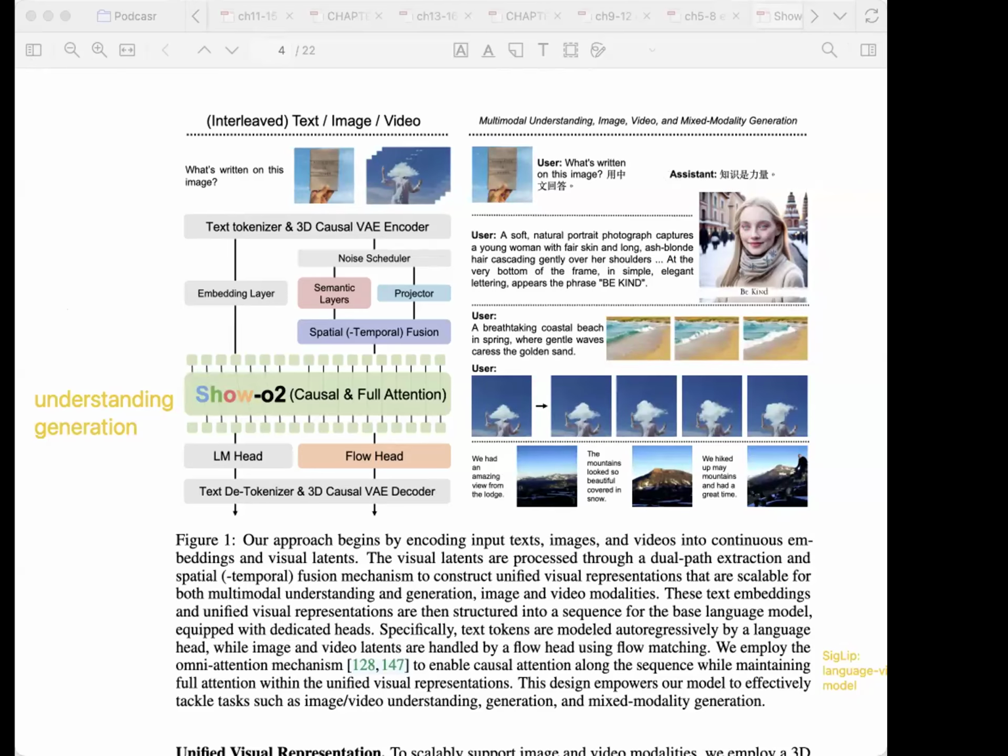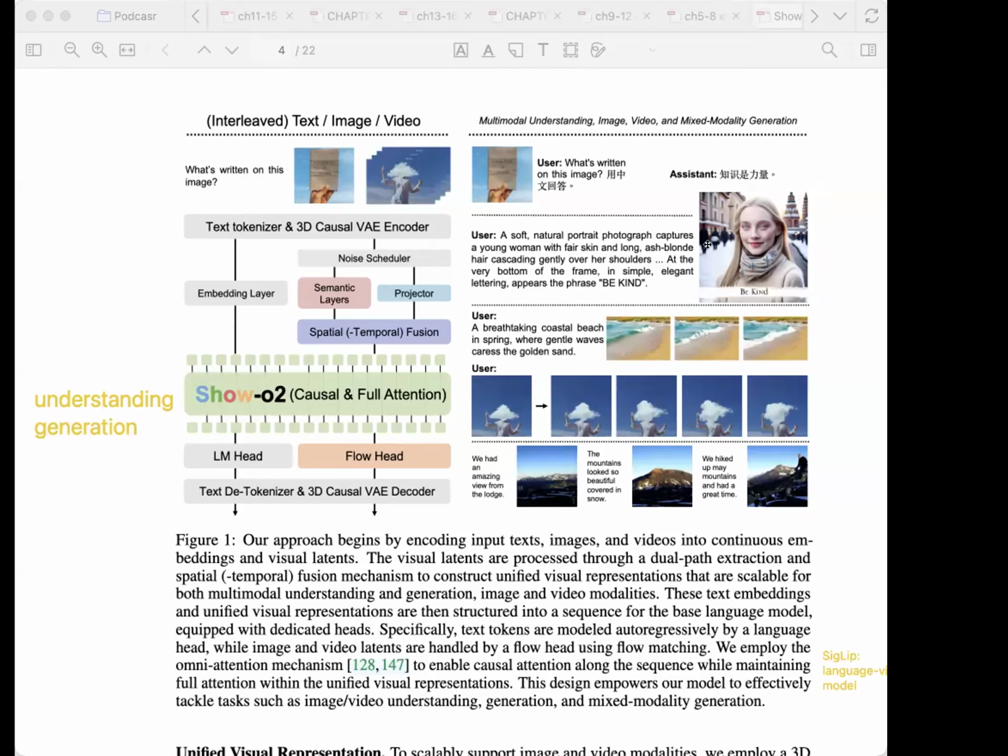While I was finding my mind map, I will see. For the tokenizer, the model processes the text. Okay. And what about the 3D causal VAE encoder? What does that do?